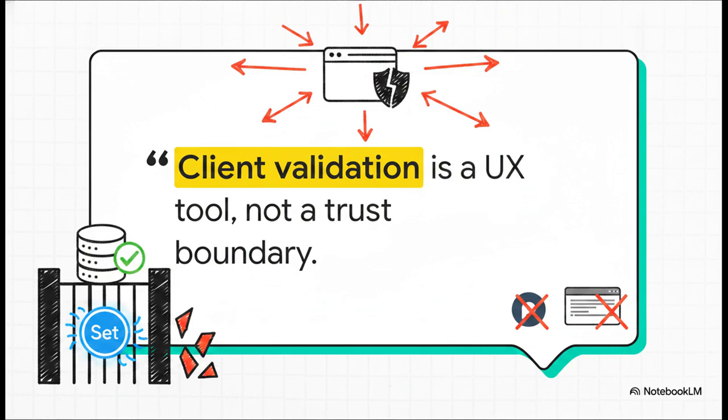Client validation is a UX tool. It is not a trust boundary. Instant browser feedback is awesome for users, sure, but true security requires unbreakable server-side validation. You can have the most beautiful red error borders on your Lightning Web Component, but anyone hitting your Apex endpoint directly via Postman completely bypasses all of that. The service layer is your true trust boundary.